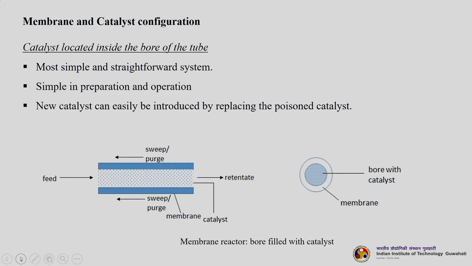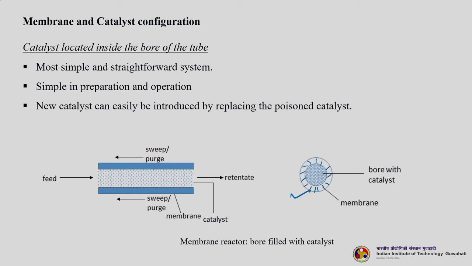Now, the membrane and catalyst configuration. Since we talked about catalysts being required to enhance the rate of reaction, we can have different types of arrangements. The first arrangement is that the catalyst is located inside the bore of the tube. Bore of the tube means the membrane tube. This is the most simple and straightforward system, you can see how it happens here. If you see the bore, this is how it looks: the bore with the catalyst, and this is your membrane phase.